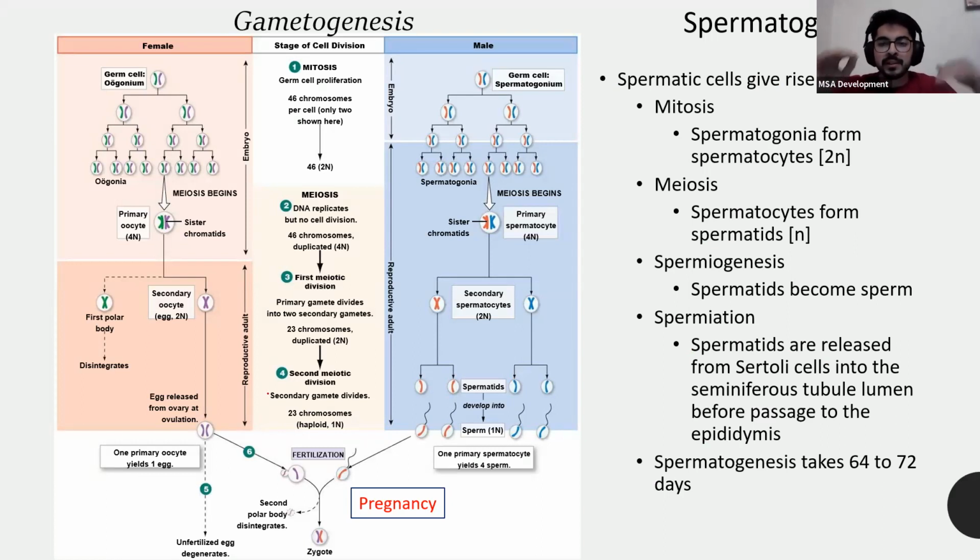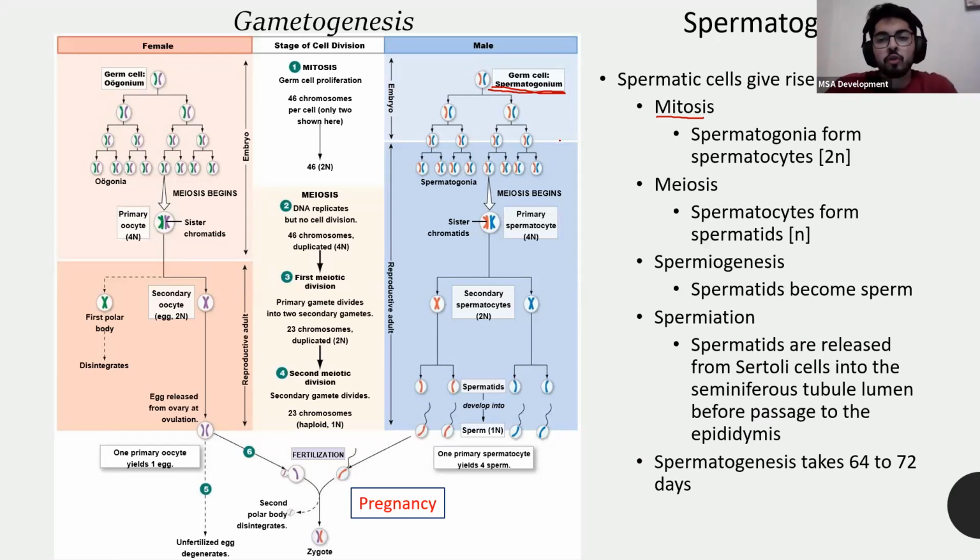Let's try to separate it into multiple steps. So the first step of spermatogenesis is actually mitosis. We have these cells called spermatogonia, and these cells continue undergoing mitosis continuously. They keep undergoing mitosis so that they produce even more spermatogonia. We're going to discuss more in the next slide.